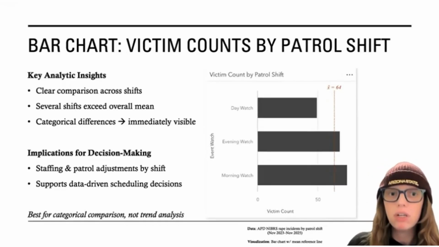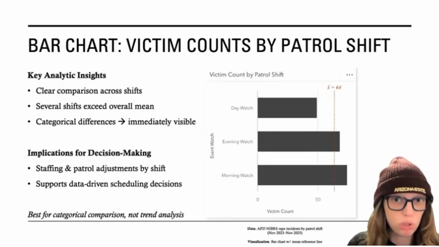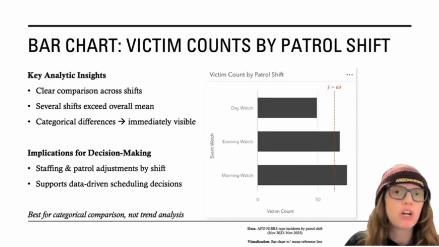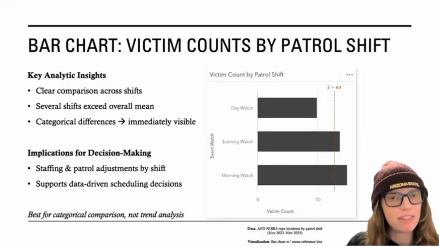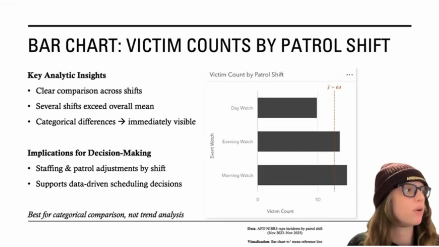For example, shifts that consistently exceed the average may warrant changes in patrol deployment, training emphasis, or resource allocation. Bar charts are especially effective when decisions depend on categorical comparison rather than trend discovery.